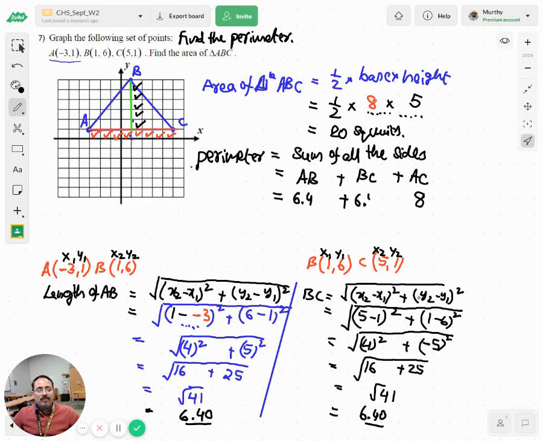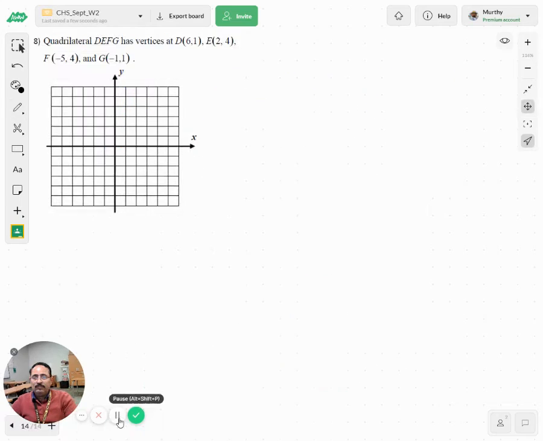Plus 6.4. Or the AC we computed by the number of blocks. So 6, 6, 12. So it is 20.8 units. That is the perimeter of the triangle. Now let's go to another one.